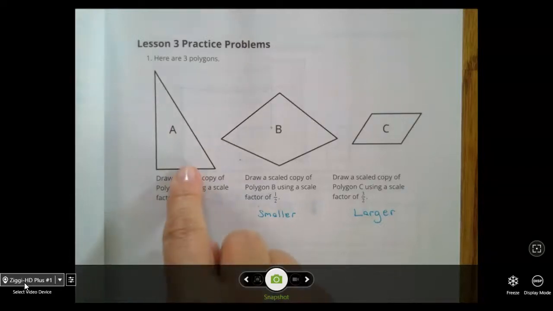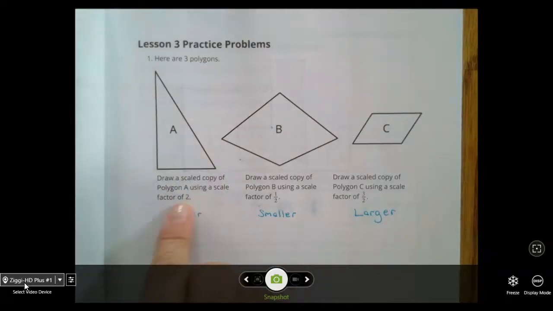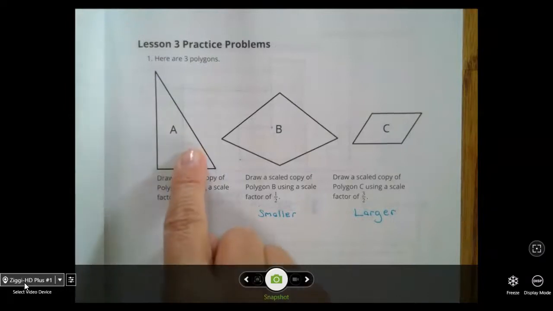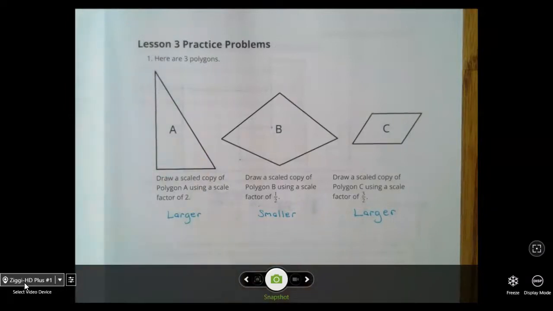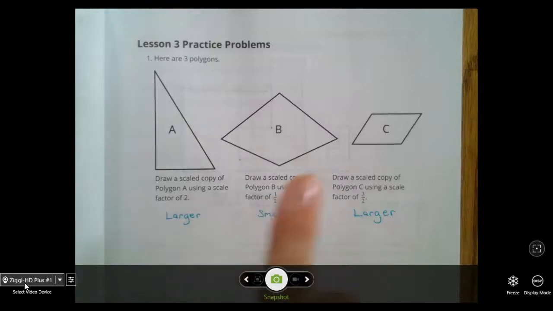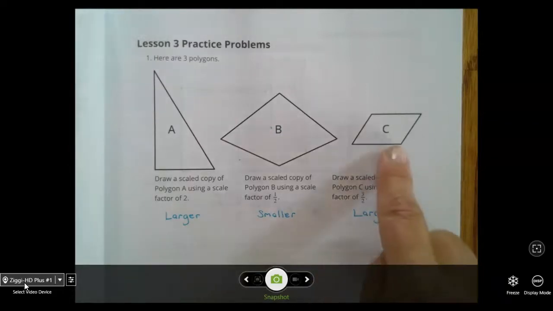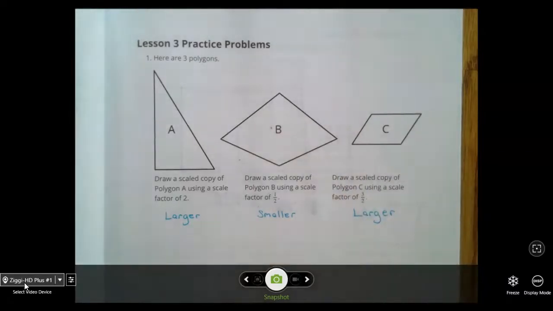Or I think the main thing is just to realize when it has a scale factor of 2 that it would be a larger shape. And then B has a scale factor of 1/2, so what you drew should have been half as big. It's going to be smaller. And then C had a scale factor of 3/2, so it should be 3/2 or 1.5 times larger. So I'm just quickly going over that.